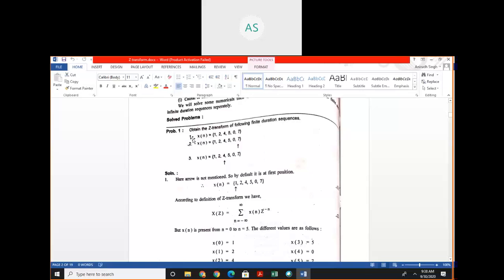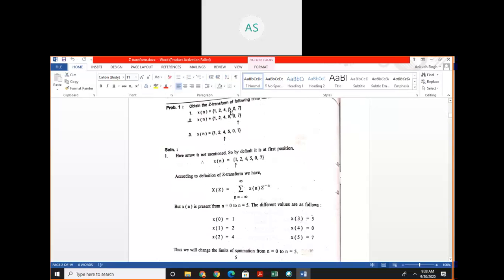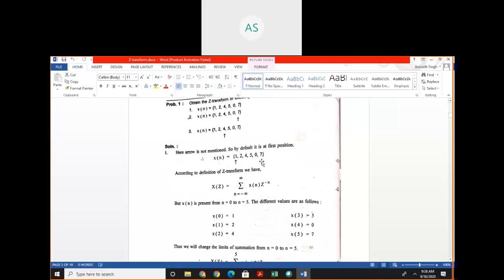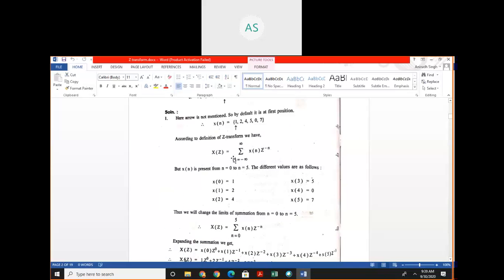First problem: obtain the Z transform of the following finite duration sequences. In the first case, x of n is equal to this. In the second case, x of n is given by this, and in the third, x of n is given by this. These are the three problems. First we solve the first problem. Here the arrow is not mentioned, so by default the origin is at the first position. Here the value of n is 0, 1, 2, 3, 4 and 5.